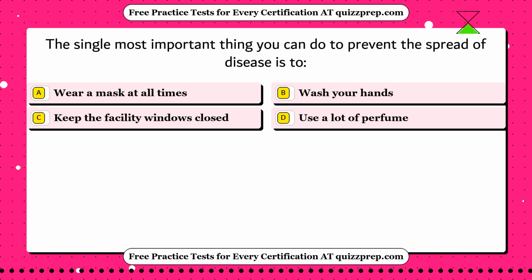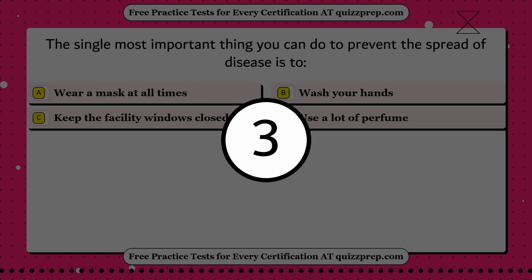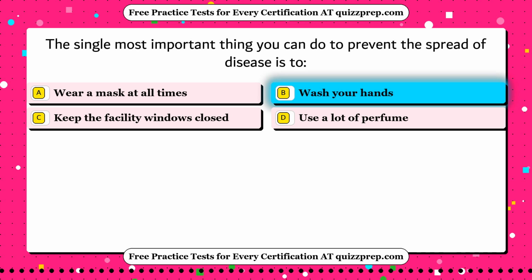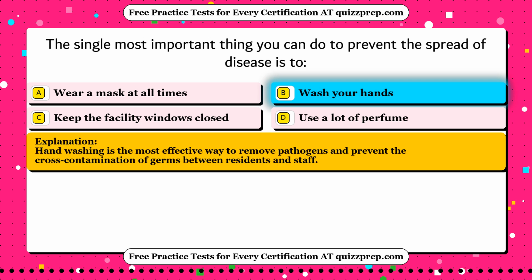Question 9. The single most important thing you can do to prevent the spread of disease is to: Option A, wear a mask at all times. Option B, wash your hands. Option C, keep the facility windows closed. Option D, use a lot of perfume. The correct answer is option B, wash your hands. Hand washing is the most effective way to remove pathogens and prevent the cross-contamination of germs between residents and staff.